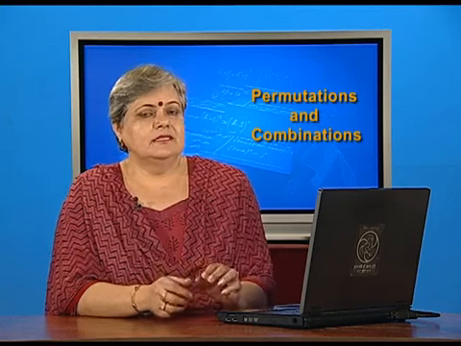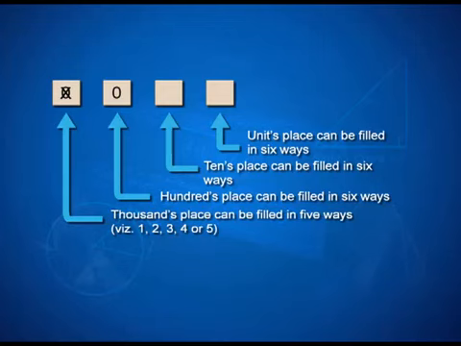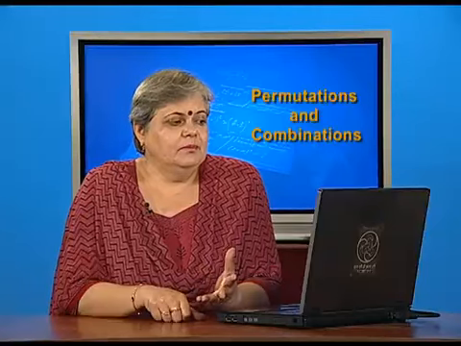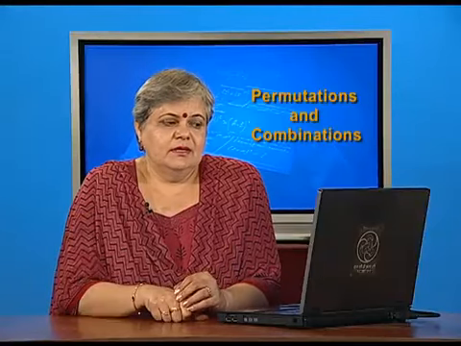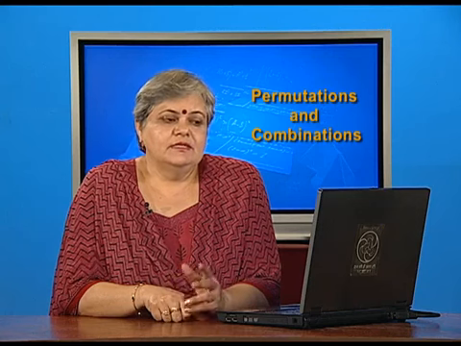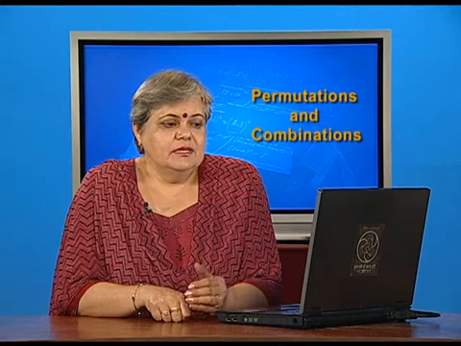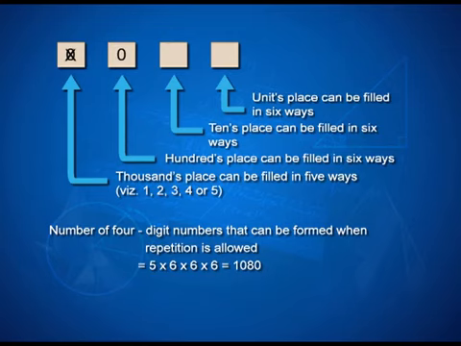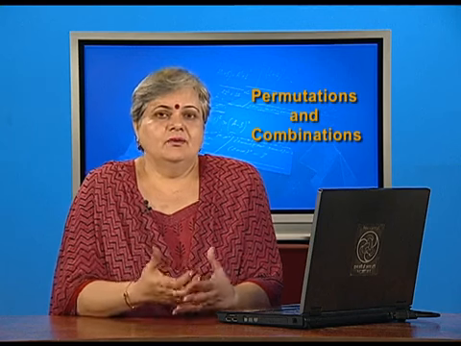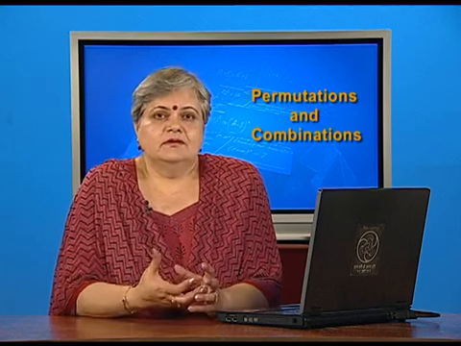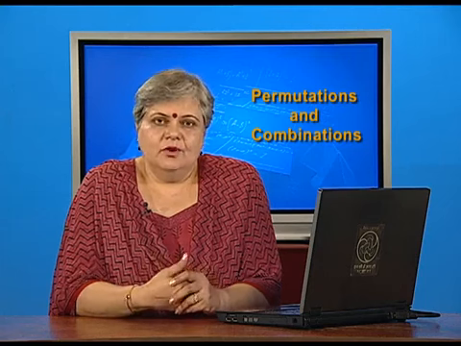So, the thousands place can still be filled in only 5 ways, whereas the hundreds place can be filled in 6 ways because 0 is available and whatever had been put in thousands is also available. Similarly, the tens place can be filled in 6 ways and the units also in 6 ways. So, when repetition is allowed, the total number of 4-digit numbers that can be formed will be 5 times 6 times 6 times 6, which turns out to be 1080. So, obviously, when the digits are allowed to be repeated, a larger number of such numbers can be formed.